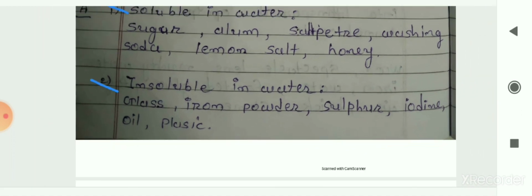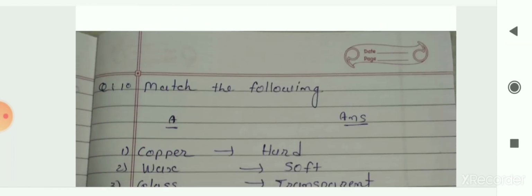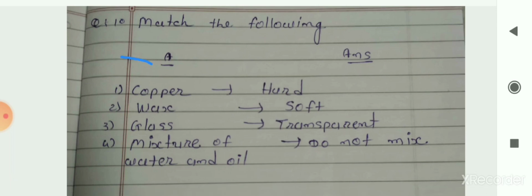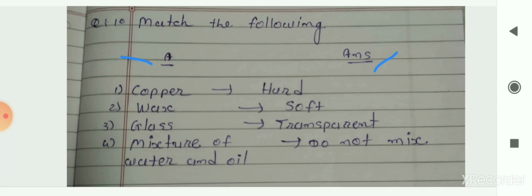Now the next question, match the following. Here I have written the answer directly. You can also write the answer directly. In column A, different materials are given to you, and in the exam, in column B, the properties of these materials will be given. The first is copper. Copper is hard. So the answer is directly given to you.